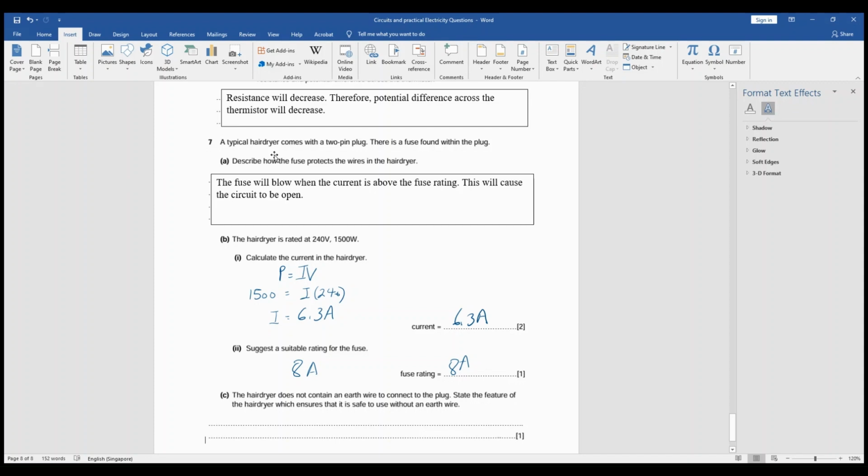Okay, next, the hair dryer does not contain an earth wire to connect to the plug. State the feature of the hair dryer which ensures that it is safe to use without an earth wire. Now, regulation states that as long as the casing is metallic, it's a conductor of electricity, you need the earth wire. So the feature which ensures that it's safe to use, that means the casing must be an insulator of electricity.